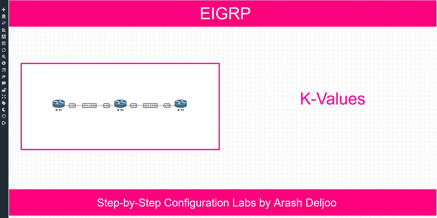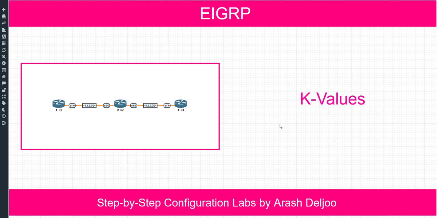In this video, I'm going to show you how we can configure EIGRP K values. You know that we can configure K values for tuning the metric parameters, but in most cases, it's better to use the default K values. First, let me show you the default K values in router 1, for example.